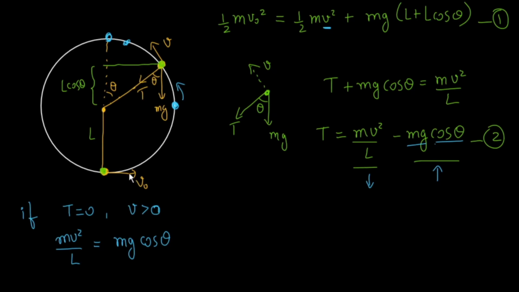Alright. And what happens when the tension becomes 0? If tension becomes 0, then you can just assume that your string has just been cut off. If the string has just been cut off, then this stone just behaves like a normal stone which is thrown at an angle. If this is theta, then this will also be theta. It behaves just like a projectile. It's just as if this stone is thrown with speed v at an angle of theta.